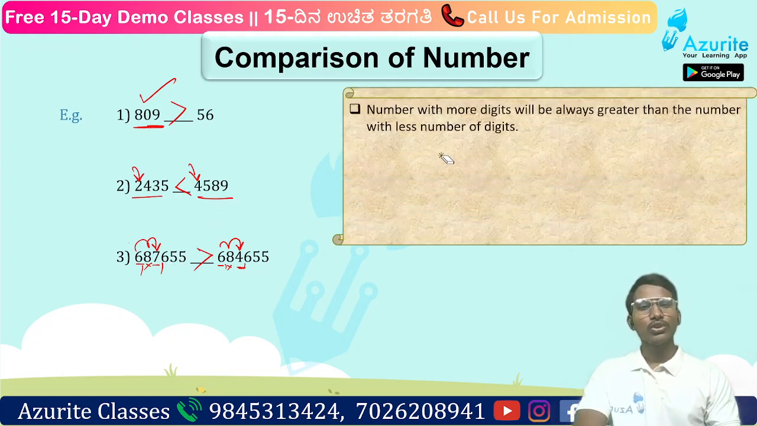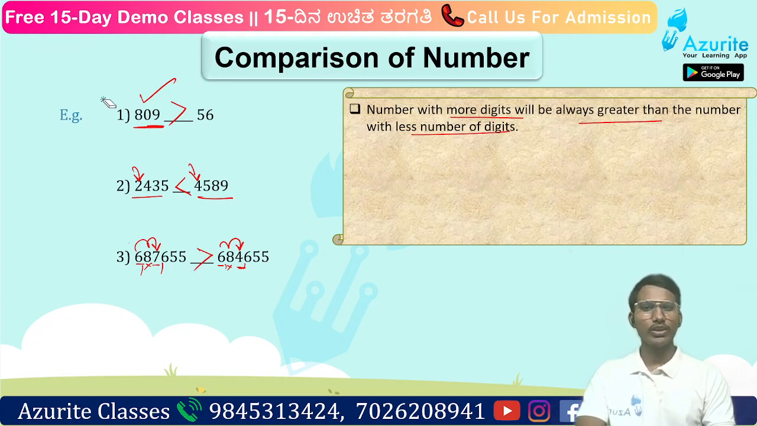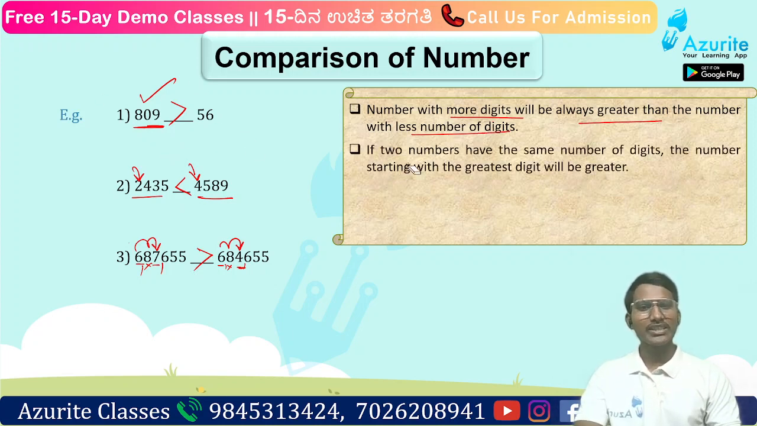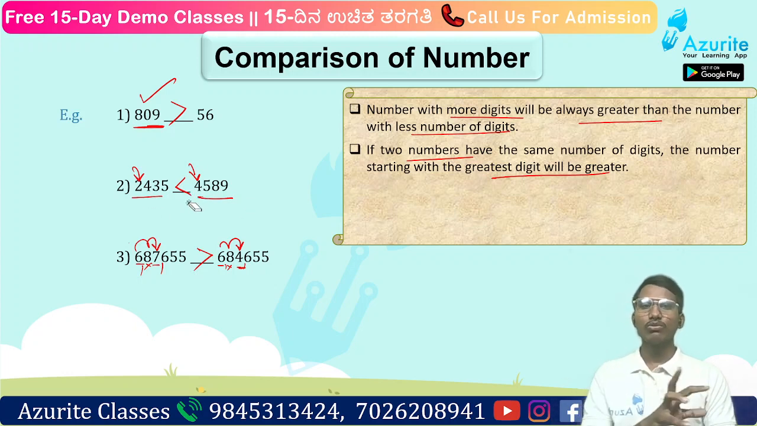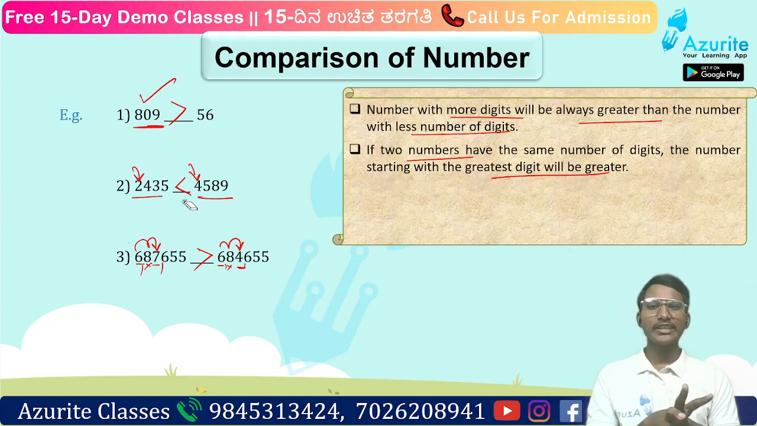So the number with more digits will always be greater than the number with fewer digits, right? We have seen that in the first example. What about next? If two numbers have the same number of digits, the number starting with the greater digit will be greater, right? We have seen that in the second example. Here 2 is smaller, 4 is bigger. So what will be the greater number?